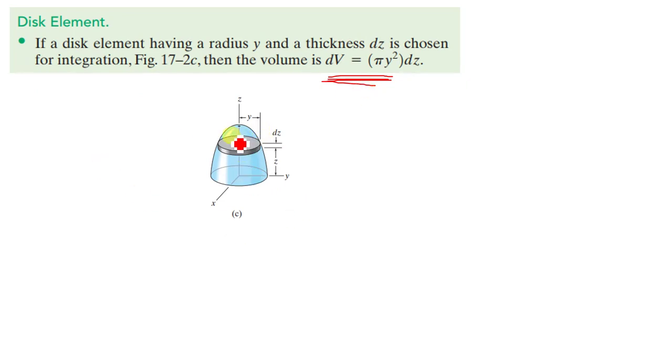Why? Because here we are using this disk. When you look at this disk, it looks like a cylinder, meaning you can easily find the volume of this cylinder. The volume of this cylinder, meaning the change in the volume, since this one is going to be changing, will be like this.